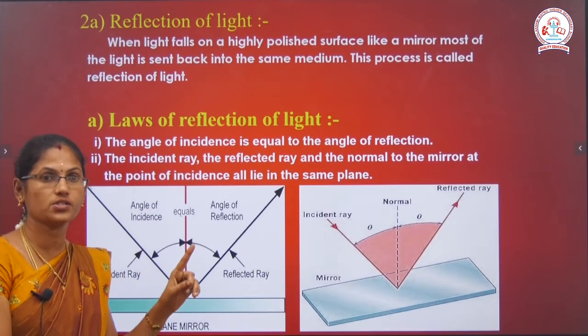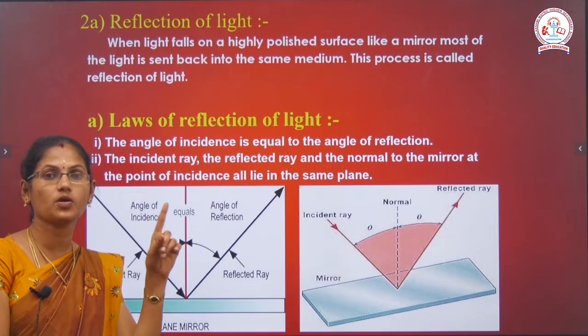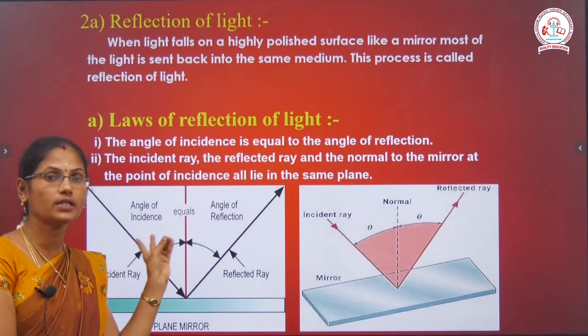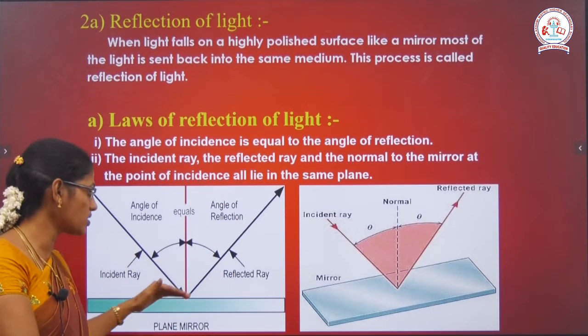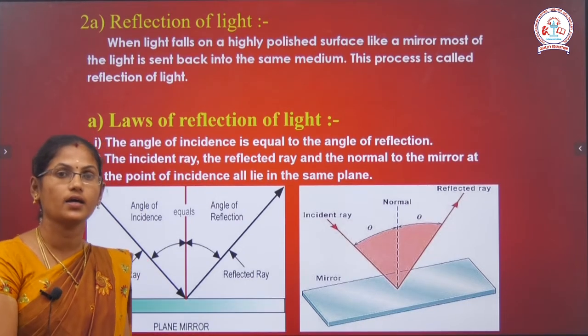So in the laws of reflection, two points are very important. The angle of incidence is equal to the angle of reflection, and all three rays are lying in the same plane. So these are the two statements of the laws of reflection.